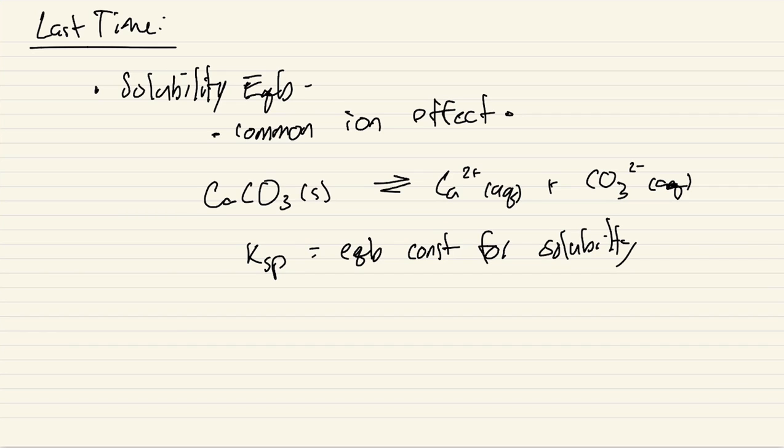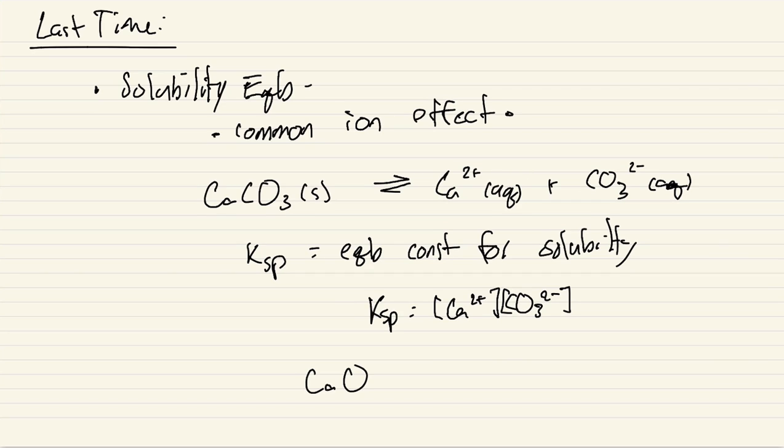So the equilibrium constant for solubility, that's Ksp, is just our regular equilibrium constant, except we don't have the solid there, because Ksp is just equal to the concentrations of the ions here, right? So this is CO3 2 minus. And if we add something that is a source of calcium or carbonate, then that could shift the equilibrium to the left, right? So we could add calcium oxide, for example.